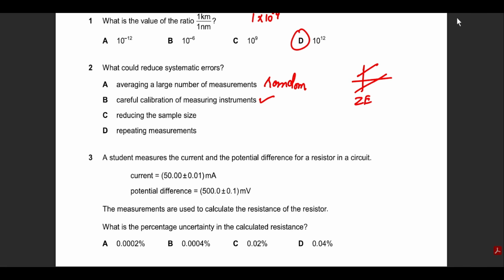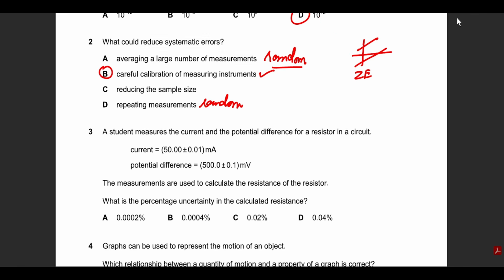Reducing sample size, this is irrelevant, doesn't do anything. Repeating the experiment again reduces random errors because repeating and averaging is going to reduce random errors. So the best answer for this should be option B.